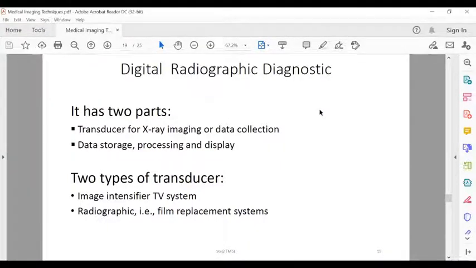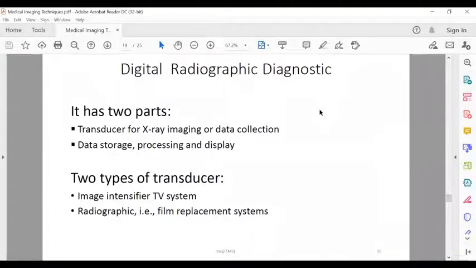Now, digital radiographic diagnostic and therapeutic technique. So radiography that has a digital image which is stored in a computer. Now this facilitates the image processing for better displayed images, and it has digital storage with a picture archiving and communication system or remote image viewing via teleradiology.